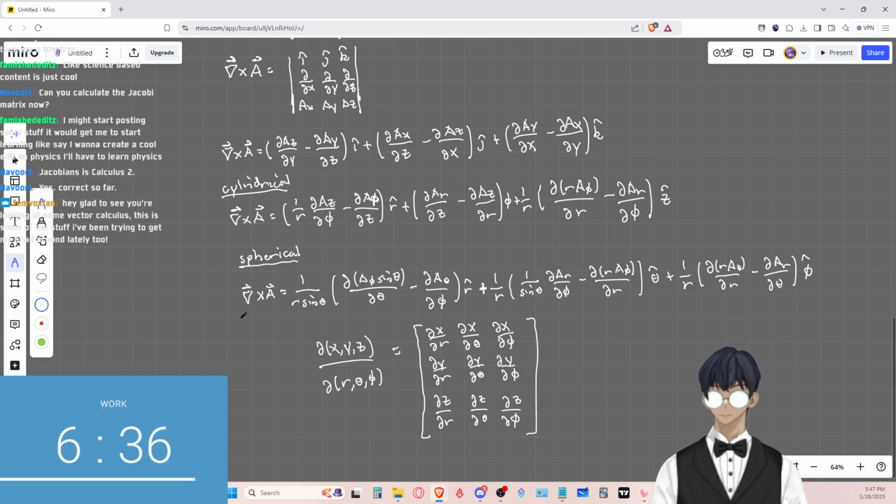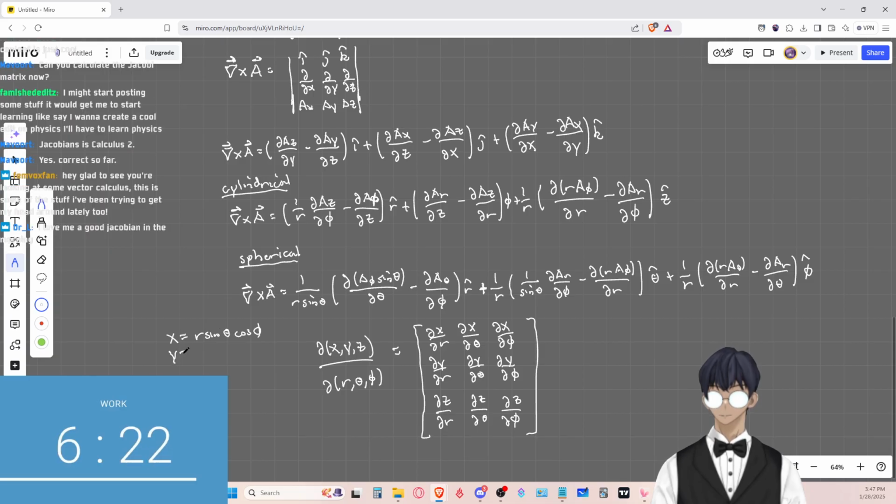Because I think, I'll just rewrite what we had before. So that is sine of... and then sine of theta, sine of v, and then sine, cosine of theta.